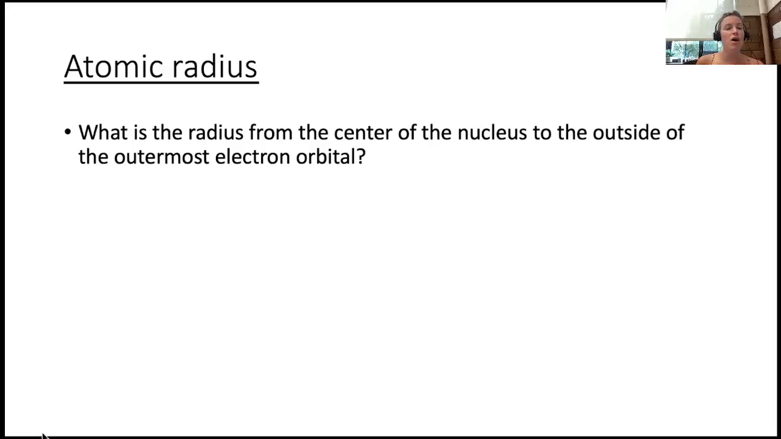Okay, folks, let's talk atomic radius. So atomic radius is really telling us how big the atom is for any particular element. The definition is given to you here on the slide. It is the radius from the center of the nucleus to the outside of the outermost electron orbital.